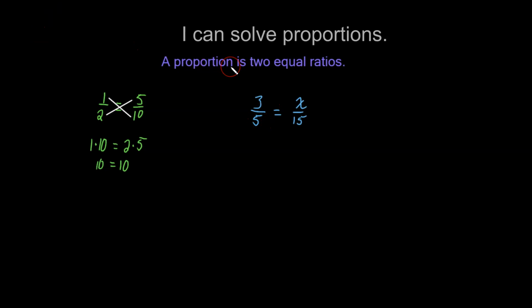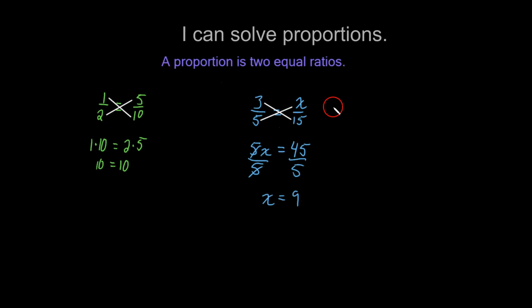So we know that 5 times x is equal to 3 times 15. And let's just illustrate that cross product right here. 5 times x is just 5x. 3 times 15 is equal to 45. So 5x equals 45. And now we just got a one-step equation. So we divide by 5. Those are gone. And divide by 5. And we get x is equal to 9. So there we go. We solved our proportion. We know that x is equal to 9 right here.